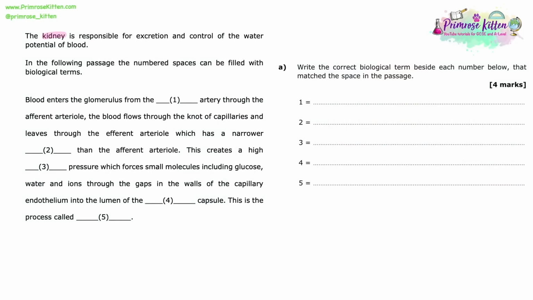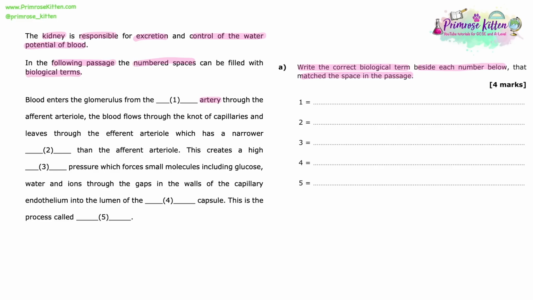The kidney is responsible for excretion and control of the water potential of blood. In the following passage, the numbered spaces can be filled with biological terms. Write the correct biological term beside each number below that matched the space in the passage. So this is basically a gap fill, but with no words. So this is an A-level gap fill. And that means there might be some alternative options to the words, but most of the time we're going to have to make sure we get the word right and we spell it right.